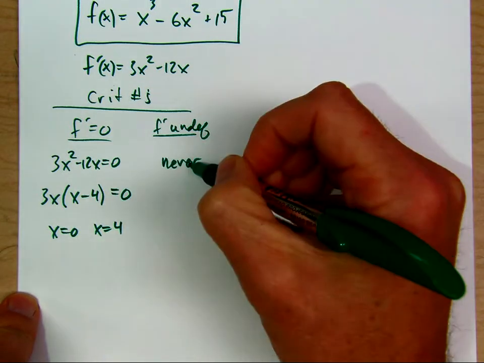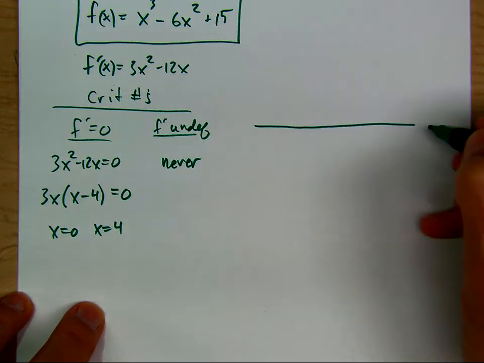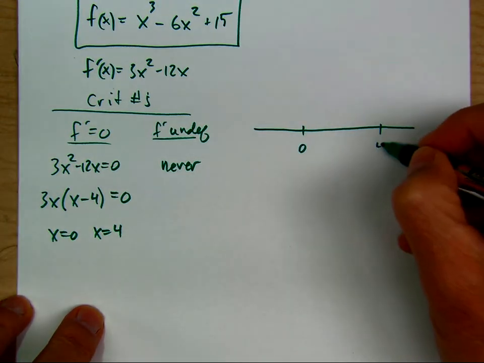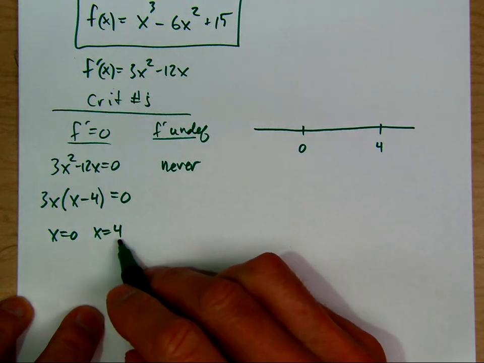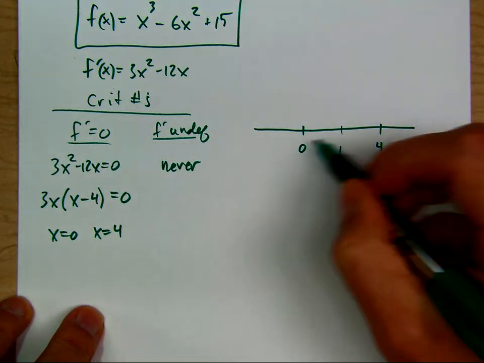Polynomial is never undefined. So let's look at what's happening with the slope around the critical numbers. Critical numbers 0 and 4. So we have to check between them. We can pick any number between 0 and 4.